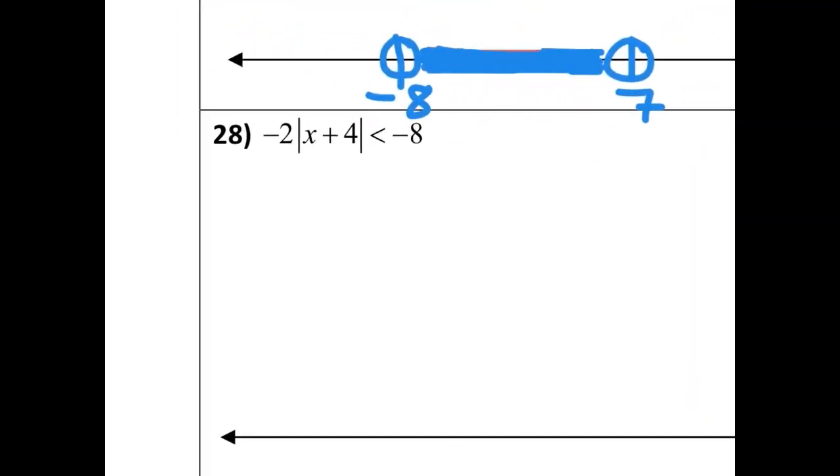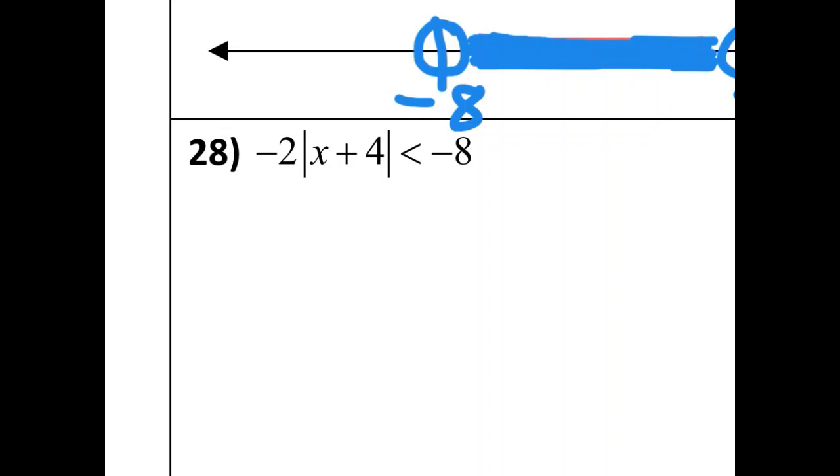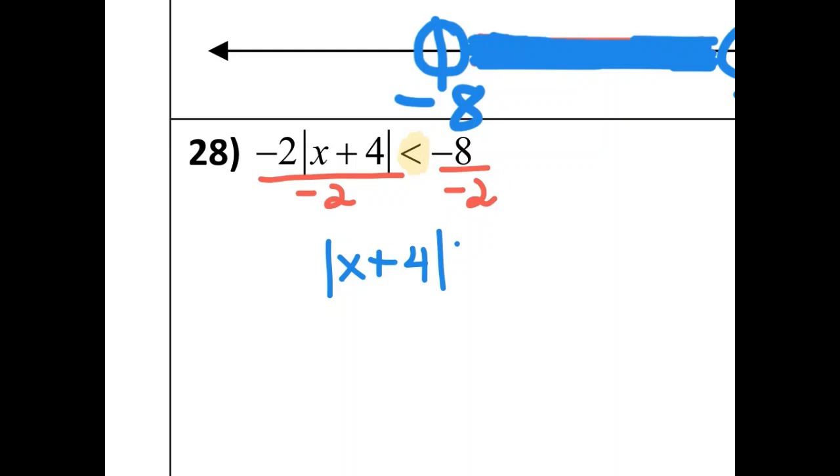Now we'll look at 28. In 28, you're starting by dividing by negative 2. And when you divide by a negative, remember that you want to reverse the inequality. So dividing by a negative means that you reverse the inequality. And so this time we have the absolute value of x plus 4 is greater than positive 4. And make sure that you understand why that's greater than.